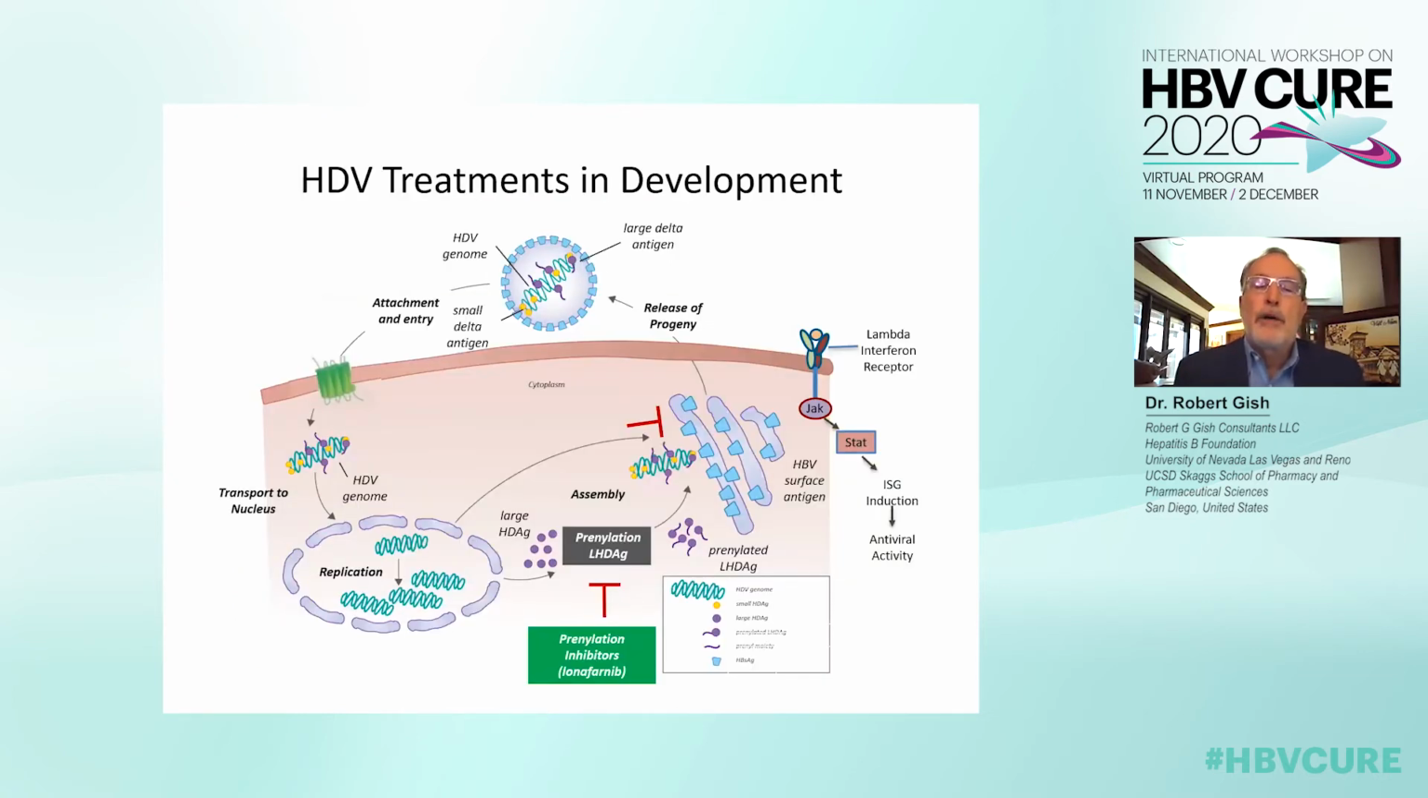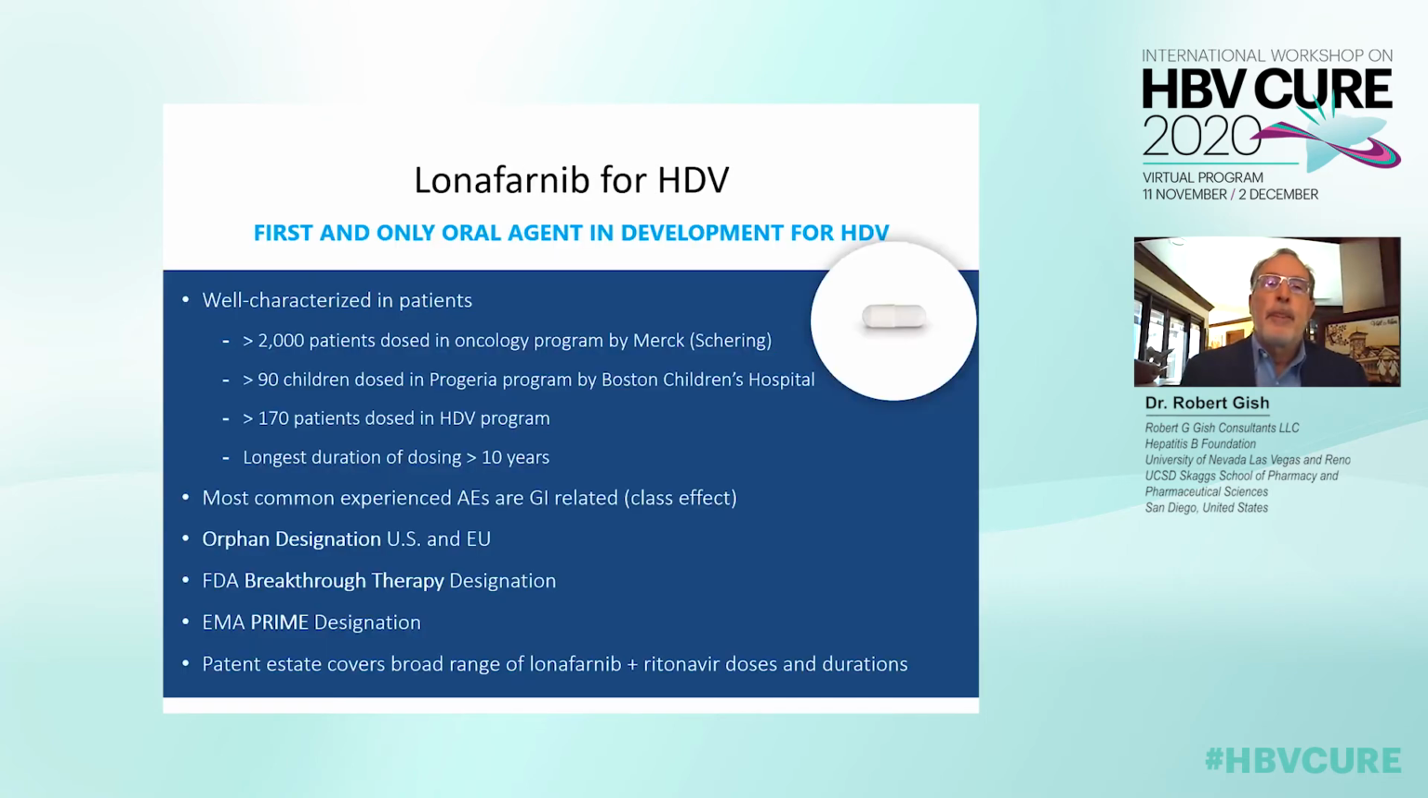Let's now talk about a host enzyme system, farnesyltransferase, which results in prenylation of the large delta antigen. Lonafarnib, first and only oral agent in development for delta hepatitis, has been well characterized in previous studies. Most common adverse events are GI related. It's a class effect and have been well identified. It has orphan designation and breakthrough therapy designation. Orphan in the US and EU, and the FDA breakthrough and EMA PRIME designation.